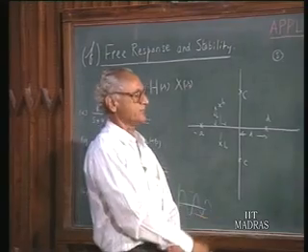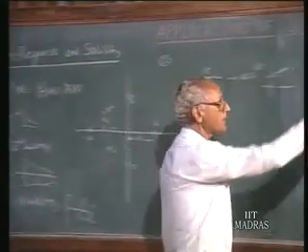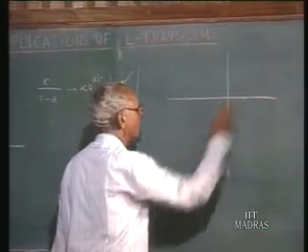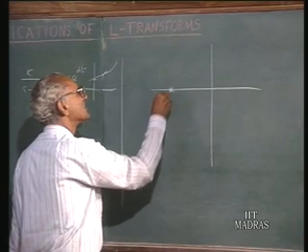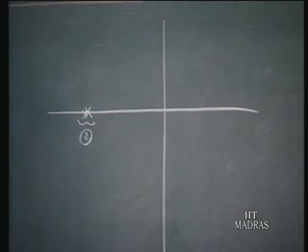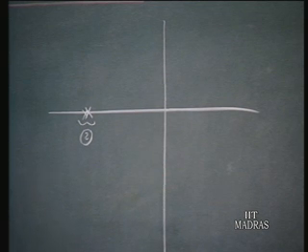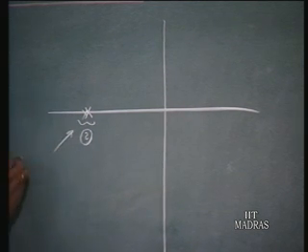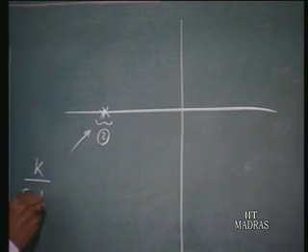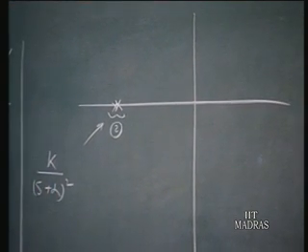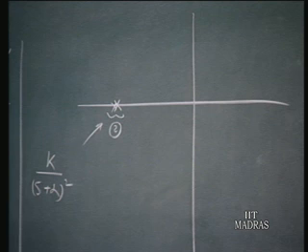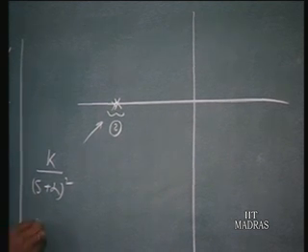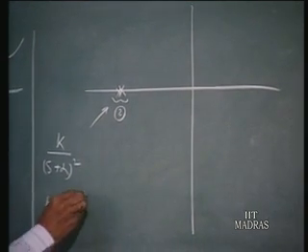So let us consider what happens if in the complex plane you have a pole of order 2 here, that means multiplicity 2, a repeated pole. It can be repeated 2 times, 3 times and so on, but let us illustrate it for the case of 2. That means in the partial fraction expansion here you have k over (s plus alpha) whole squared, and the time domain response corresponding to this will be of the form k t e to the power of minus alpha t.